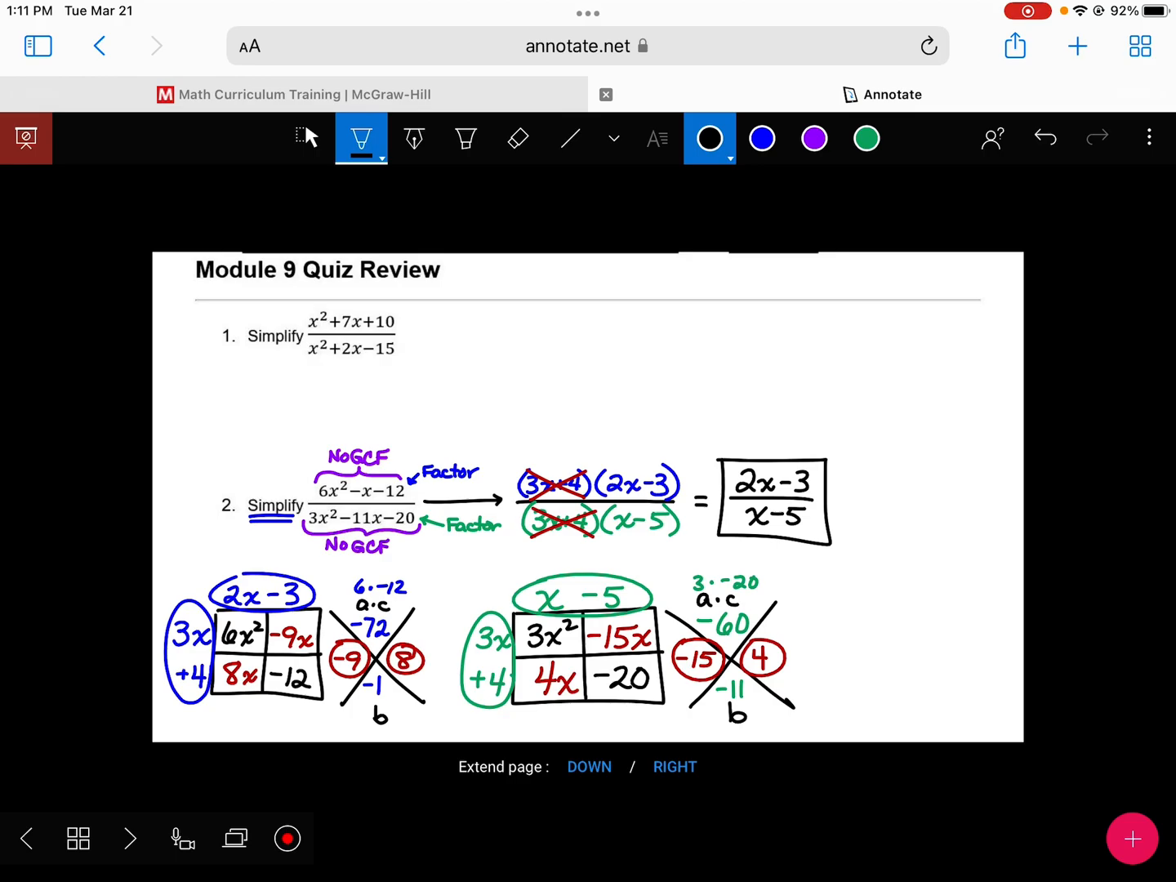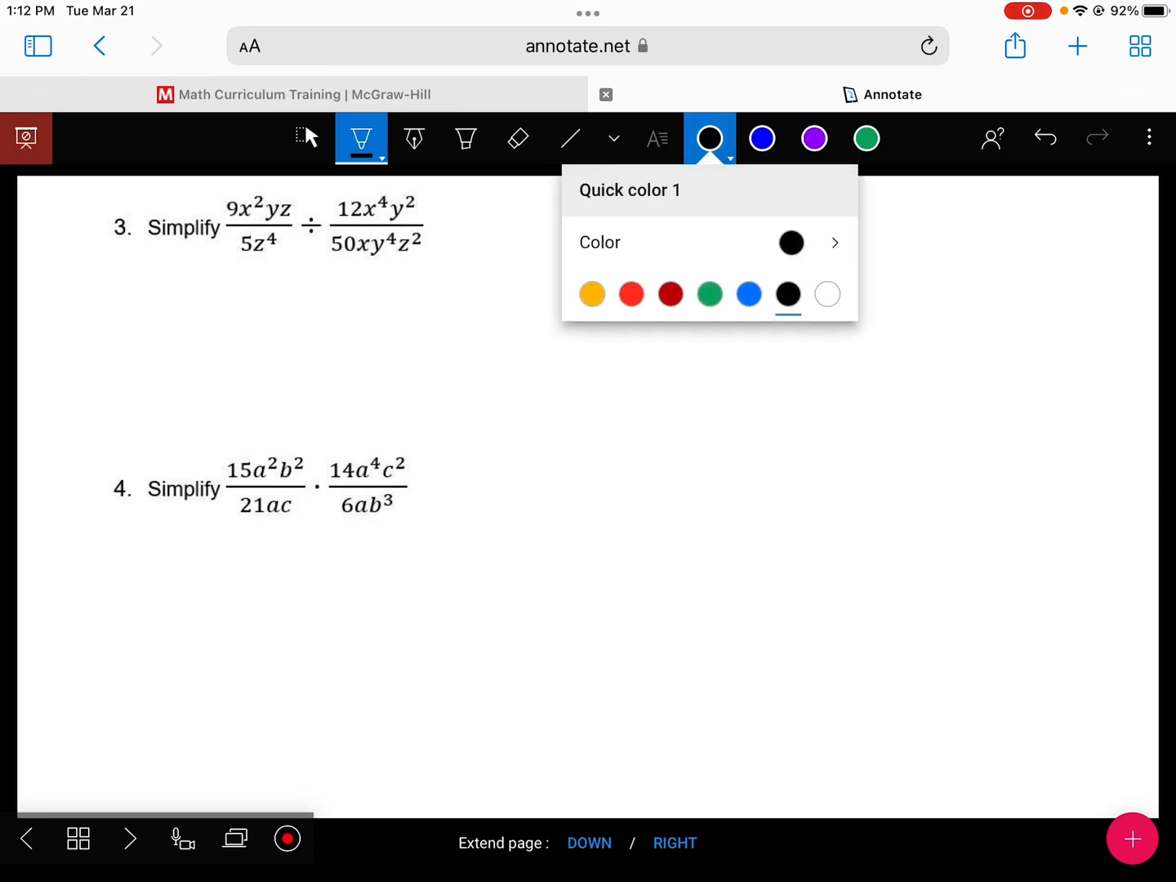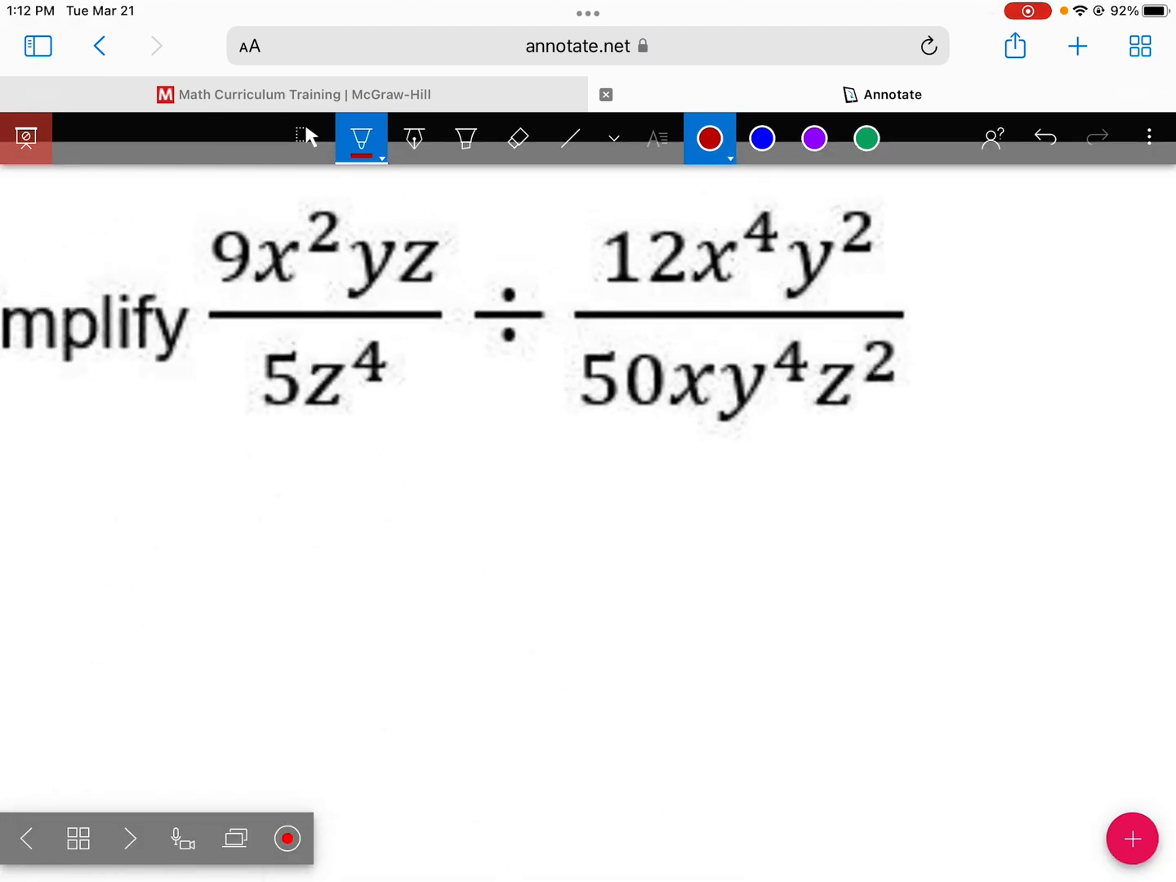What other problems would you guys like to see me work through? Which one? Number 3, absolutely. All right. How many fractions are there in number 3? 2 fractions. What's between the fractions? Division. When we see 2 fractions with division in between, there should be 3 words that pop into your head that tell you what to do first.